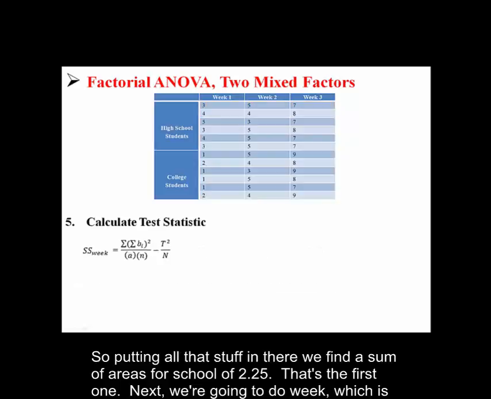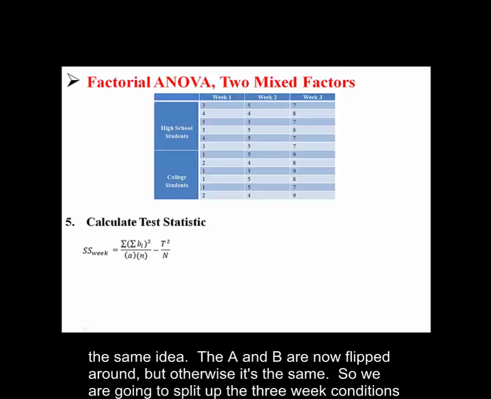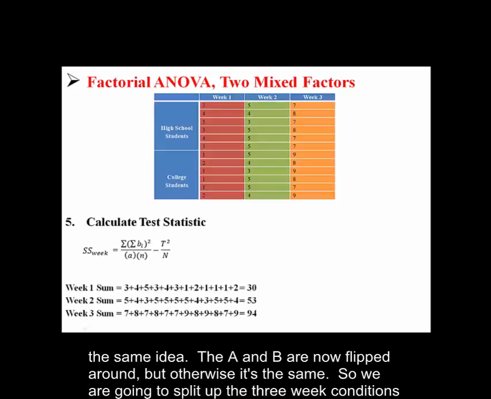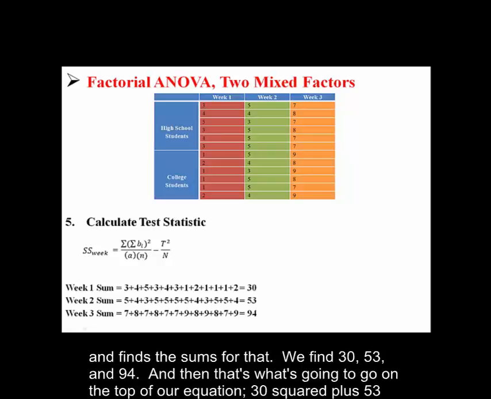That's the first one. Next, we're going to do week, which is the same idea. The A and B are now flipped around, but otherwise it's the same. So we are going to split up the 3 week conditions and find the sums for that. We find 30, 53, and 94. And then that's what's going to go on the top of our equation.